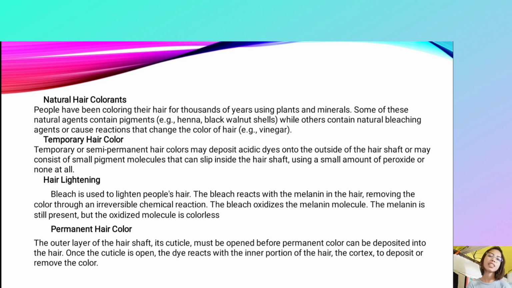So, hair lightening. Bleach is used to lighten people's hair. So familiar naman siguro ito, hair lightening, no?